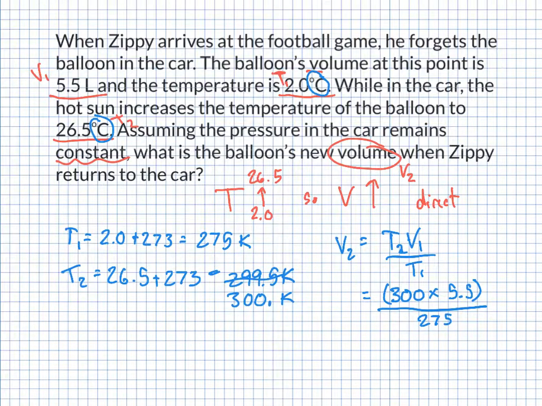So think right now, how many sig figs should I have? Well, this has 1, 2, 3, this has 1, 2, 3, but this only has 1, 2. So I should have 2 sig figs in my final answer. So in my calculator, I'm going to open a parentheses, 300 times 5.5, close the parentheses, then do my divide by 275, hit an equal, and to two significant figures, my answer is going to be 6.0 liters.